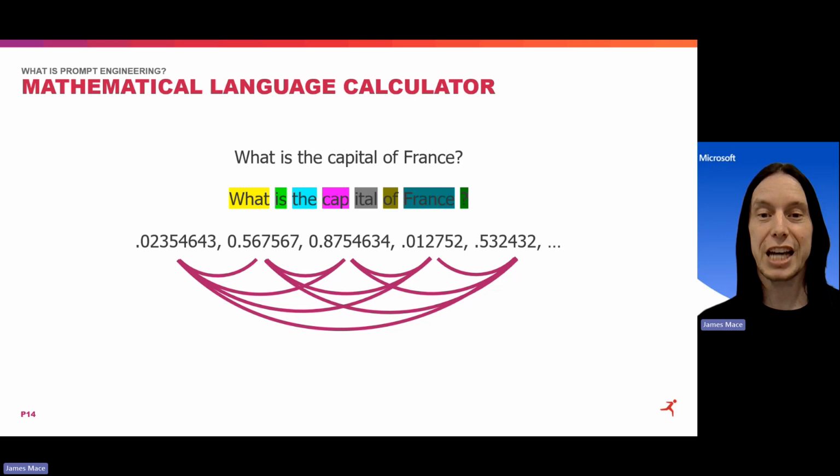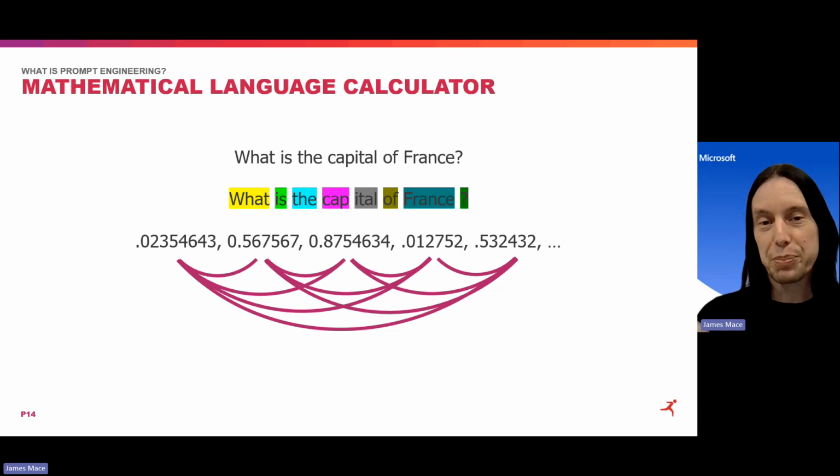How does it know that you mean capital city, not capital funds, capital punishment, capital letter, right? So it's not looking up the definition of these words, it's not searching in a search engine, it's not looking it up in a database, as we just talked about. So how does it even know what you're talking about?